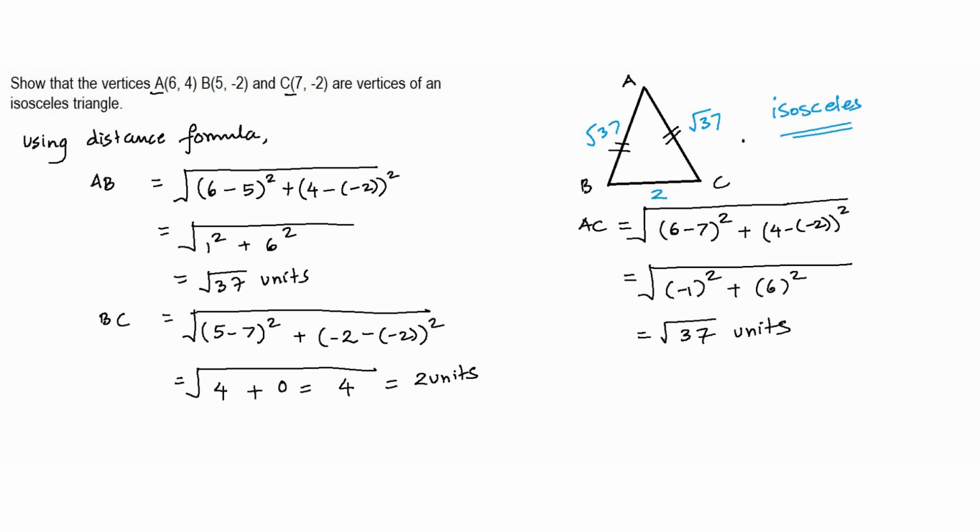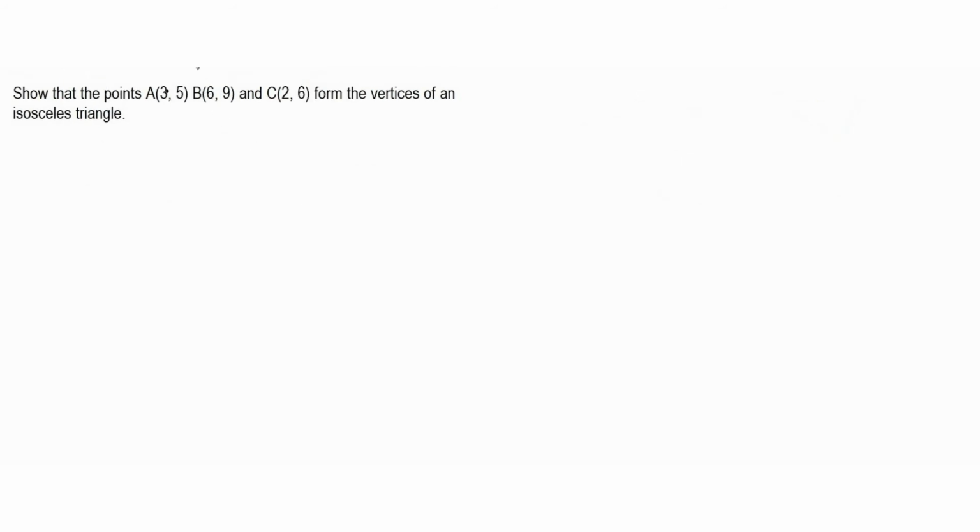Let's take up the next question. Show that these 3 points form an isosceles triangle. Again, let us find the length of AB. To find the length of AB, I am going to take the coordinates of A and B.